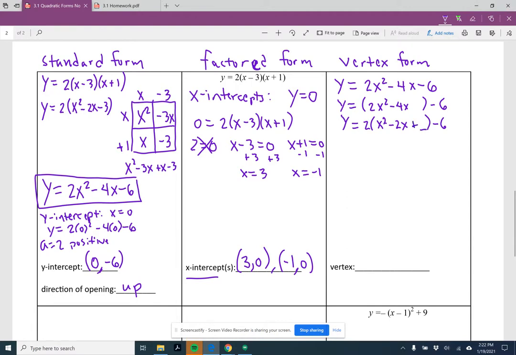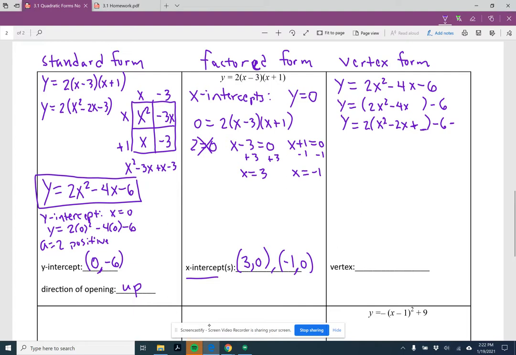Now what we're going to do is add something to make this a perfect square trinomial inside the parentheses. And whatever I add, I have to subtract that back off. But notice inside the parentheses, I'm adding something, but overall, I'm going to add 2 times something. So I have to adjust my process a little bit.